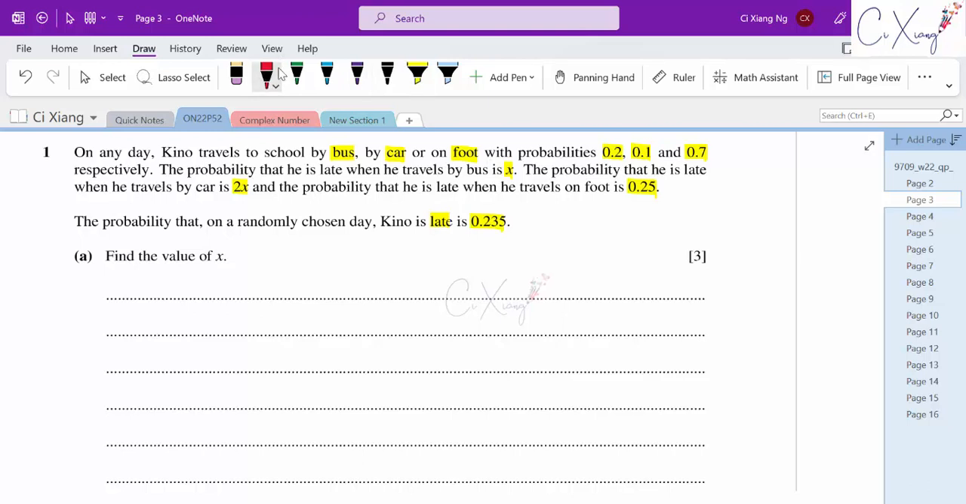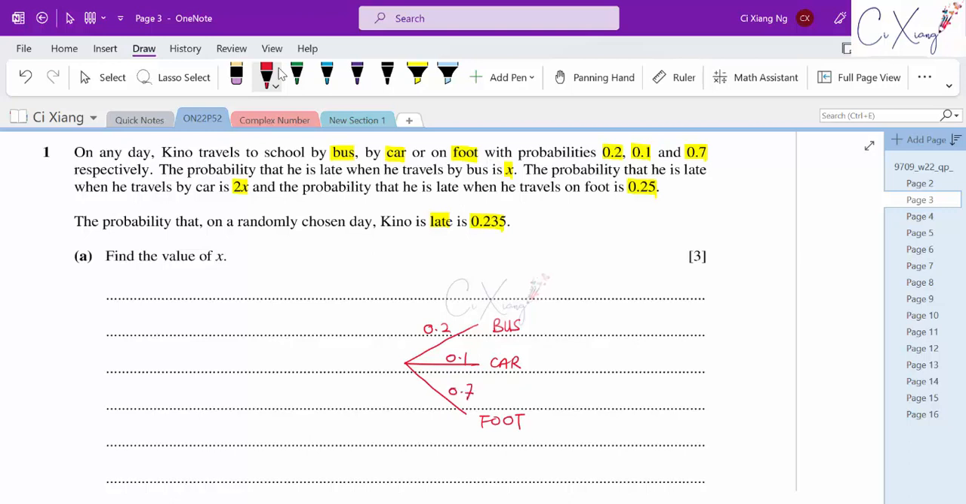For this one, if I want to visualize the overall incidents in a clearer way, I would suggest you draw a tree diagram. We can see very clearly that at the very first part of the question, we have three different ways of travel to school: bus, car, and foot. The probability is shown, so you can just put the probability into the tree diagram.